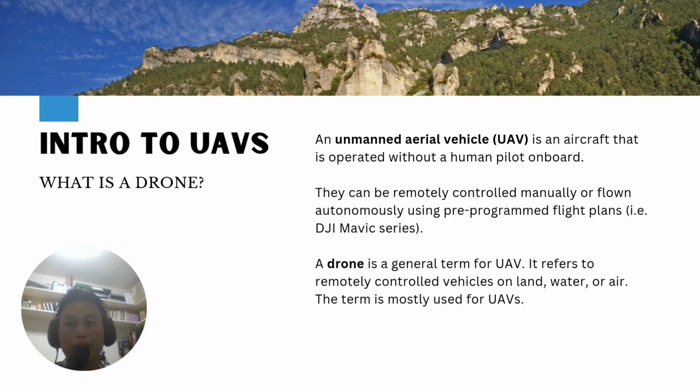An unmanned aerial vehicle, or UAV, is an aircraft that is operated without a human pilot on board. They can be remotely controlled manually or flown autonomously using pre-programmed flight plans. A drone is a general term for UAV. It refers to remotely controlled vehicles on land, water, or air. The term is mostly used for UAVs.